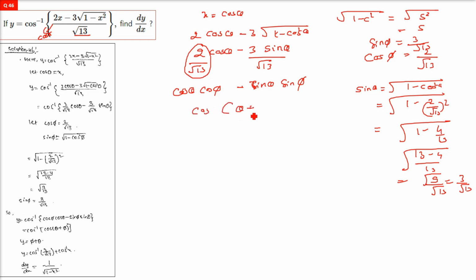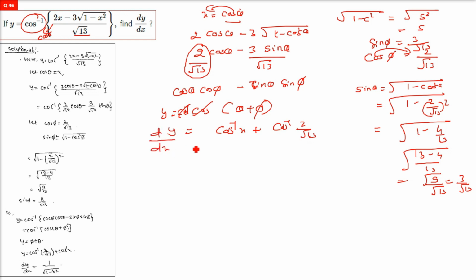So it is going to be cos(theta plus phi), and cos inverse was already there outside. In the beginning, it was cos inverse outside. Now you can cancel these two out. Theta plus phi it will be. So what is theta and what is phi? Theta from here is going to be cos inverse x. And phi, because cos phi was 2 by under root 13, so phi will be cos inverse of 2 by under root 13.